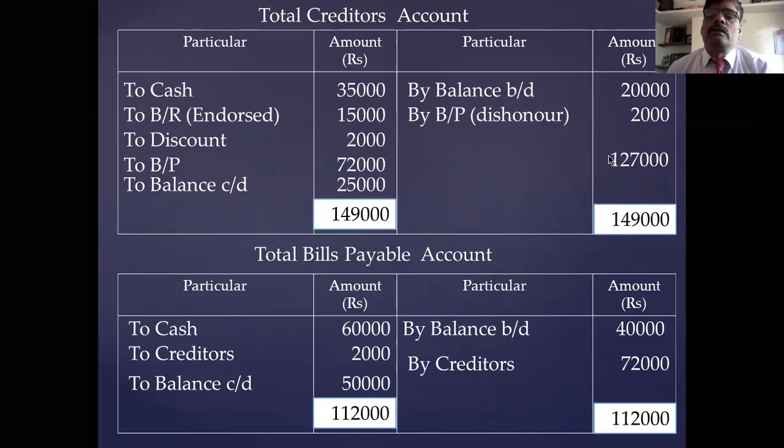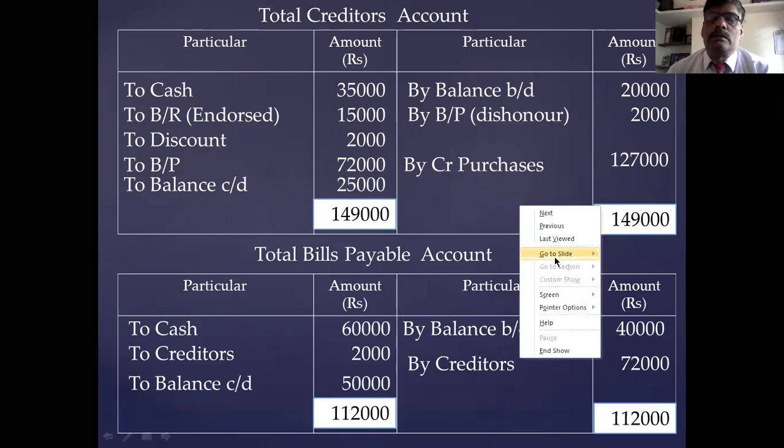This 1,27,000 is the credit side item, the balance is there. Second important item is credit purchase. By credit purchase, creditors account. Now I collected the credit purchase for the trading account. Now go to previous accounts.